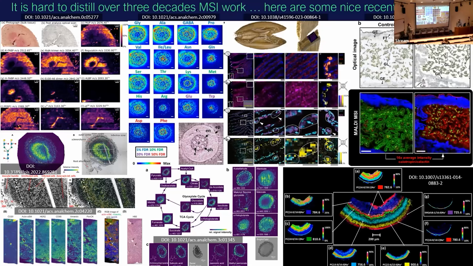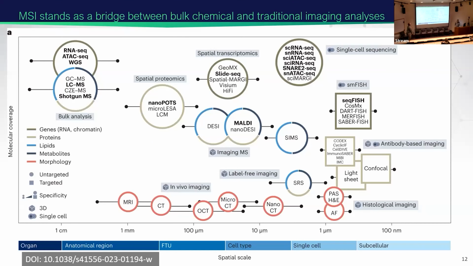So it's just a very brief overview of some of the outcomes of mass spectrometry imaging. But when we really think about how this compares to other imaging analyses and even bulk analyses for mass spectrometry, what we can actually do is really put them on a map.